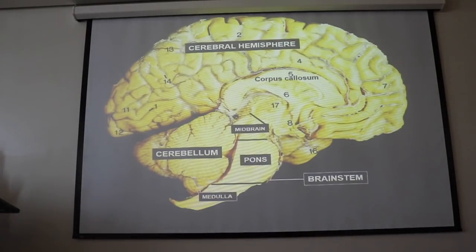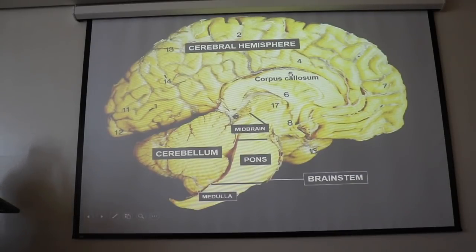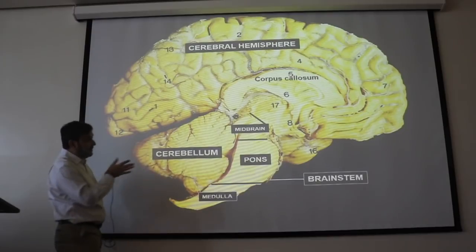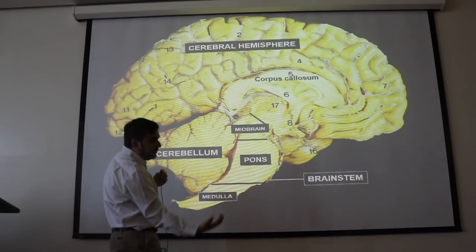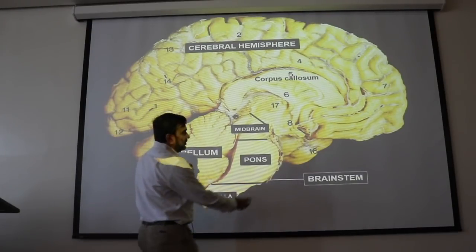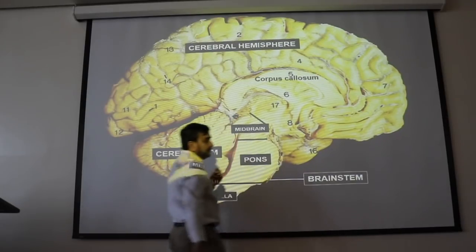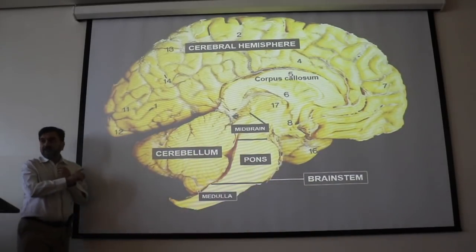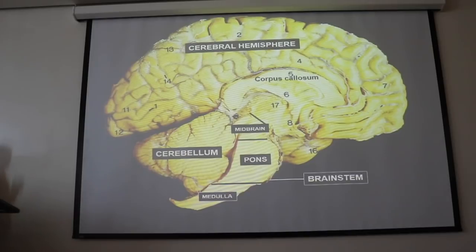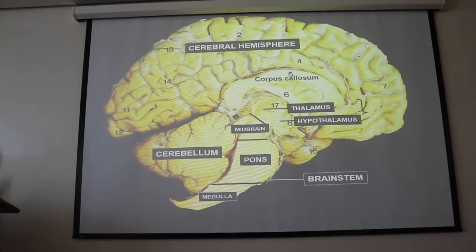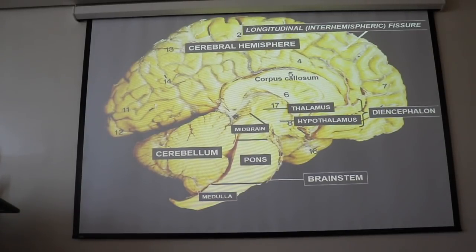What's number 16? Number 16 is the temporal lobe of the cerebrum. You are just seeing it from the medial side, so if you see from the lateral side, you would see the temporal lobe. So this is the temporal lobe of the cerebrum. Can you make out these parts? I hope this is easy.